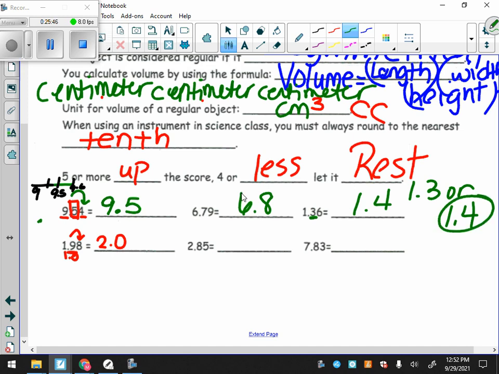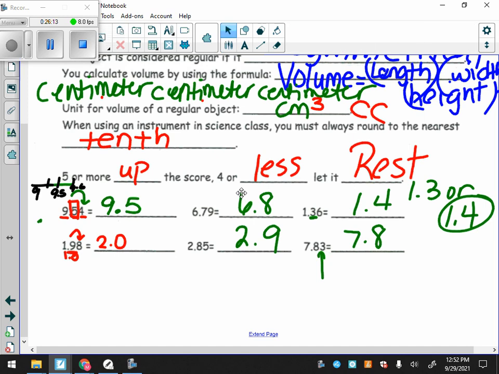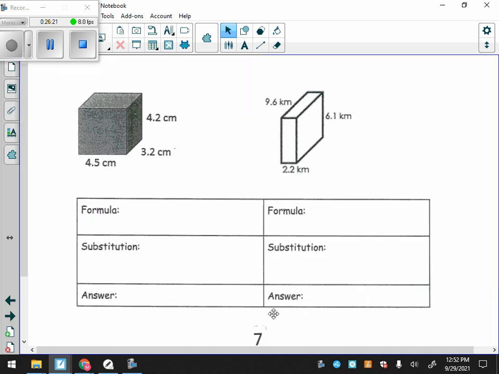2.85. Kelly, what are you doing over there? Good. 2 point. What is it? Thank you. 7.83. What's the answer, Kaylee? 7.8. That little 3 is a weakling. It's not going to help me. It's closer to 7.8. All right. If you don't know how to round, this is all review. I'm going lightning speed. Why? Because we got to get here. Oh. You're absolutely not a choice.